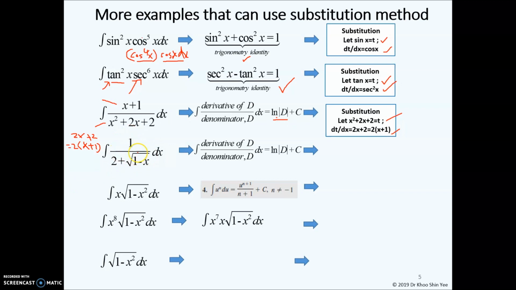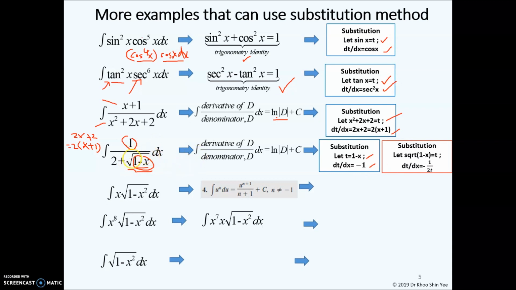So for this composite function, it looks complicated where you have 1 minus x in the square root here. However, you know that if you let t equal to 1 minus x, you differentiate, you get some constant, so there's a relationship, okay? So we can use the substitution t equal to 1 minus x here. So if you differentiate, you should get dt over dx equal to negative 1. Also, if you have some function like a square root here, you can let t equal to the whole square root thing. Then you can get dt over dx equal to negative 1 over 2x. Sorry, it's negative 1 over 2t.